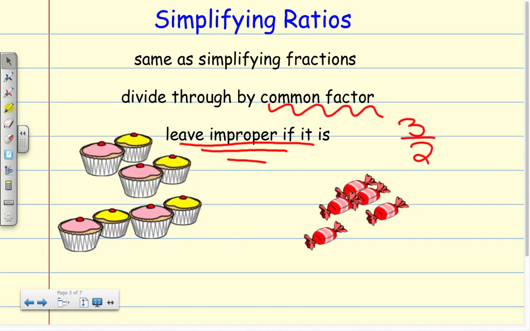All right, what do I got now? What's my ratio of cupcakes to candy right now? Cupcakes: 1, 2, 3, 4, 5, 6, 7, 8. 8 to 5. What's my ratio of candy to cupcakes? 5 to 8. And how do you know what goes first, class? Whatever you say first is what goes first. Yep.